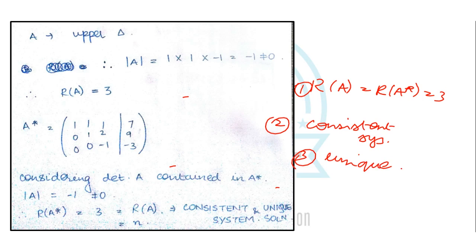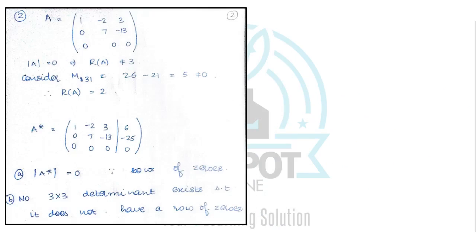because the rank is equal to n, right? So you have a unique solution. Always give your answer in these three parts, because if you don't, then it's going to be very difficult for you to score full marks.